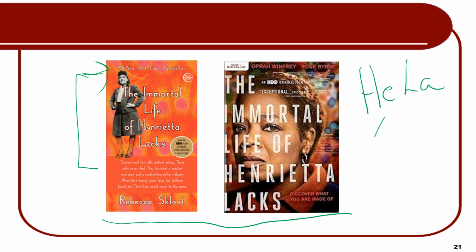HeLa stands for Henrietta Lacks, so they were named after her. They still are used today in research. There have been thousands of experiments done with HeLa cells. If you Google HeLa cells, millions of articles come up. The book is interesting because it talks about the personal implications. Henrietta did get the surgery and some radiation treatment, but she did not survive long after the surgery.